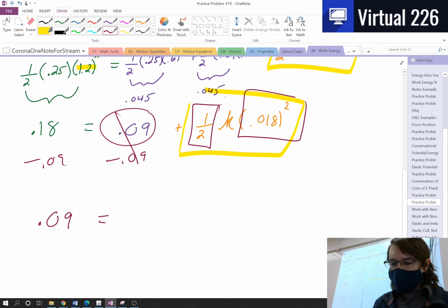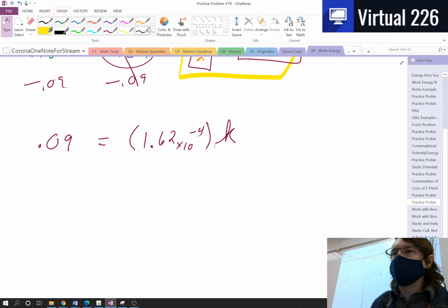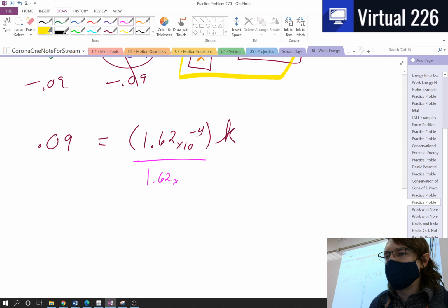So 0.018 squared gives me a very small number, 0.000324, or 3.24 times 10 to the negative 4. And then when I divide that by 2, or multiply by 1/2, I get the quantity 1.62 times 10 to the minus 4. That's multiplied by our spring constant there. And at this point, to get k, I just need to divide that out.